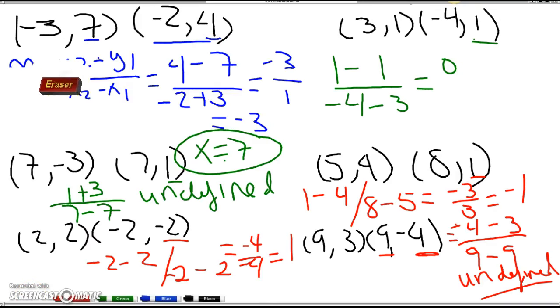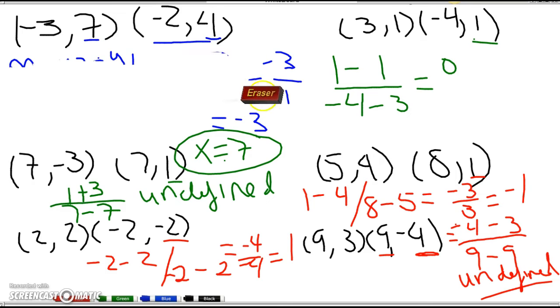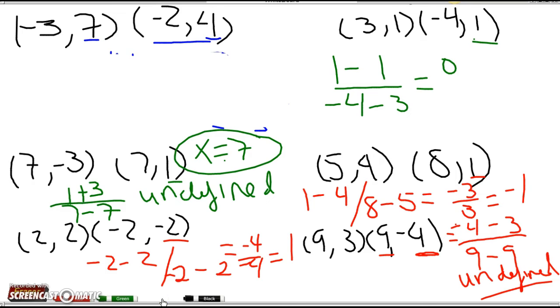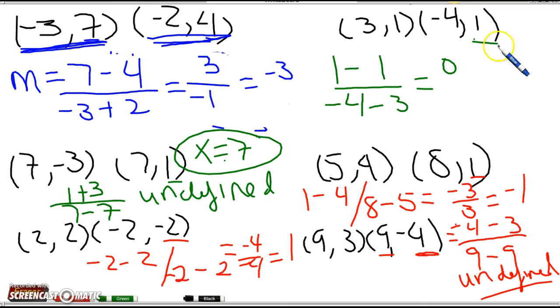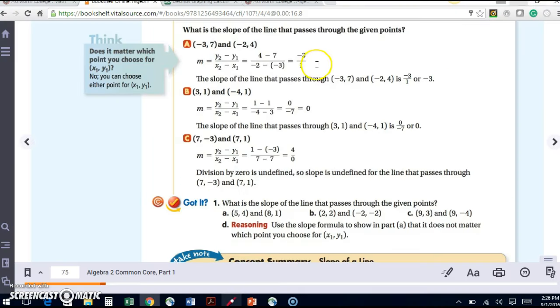Let me just erase what we have here. So we first chose this to be my x2. Let's use the other one to be my x2. So slope will be equal to 7 minus 4 divided by negative 3 minus a negative 2, so that's plus 2. So I get 3 over negative 1, which again is just negative 3. And if you don't remember the answer, we can go back and check. Again, it is negative 3. So I hope that this helps.